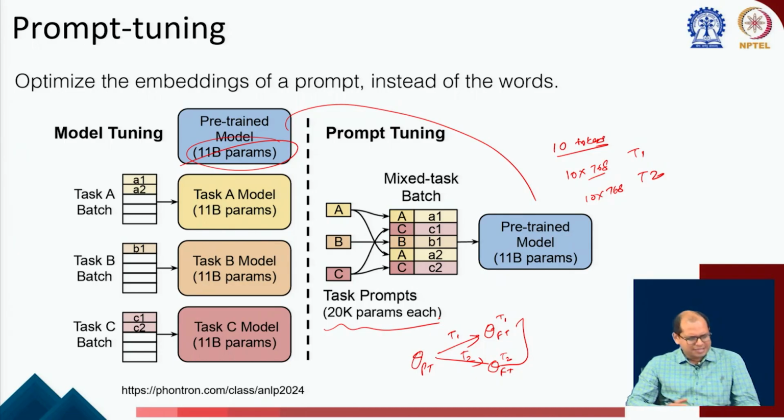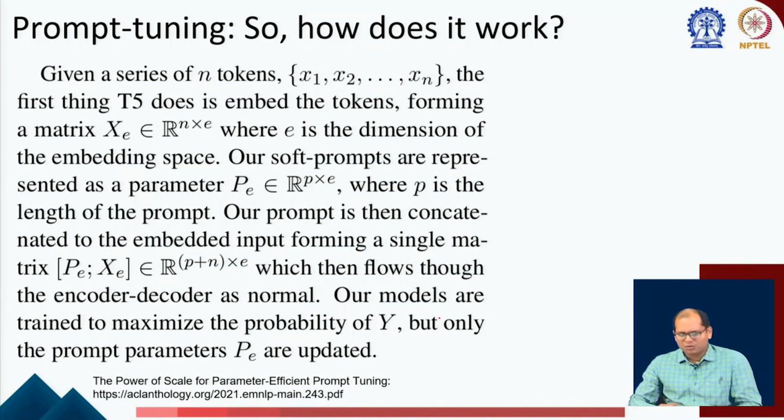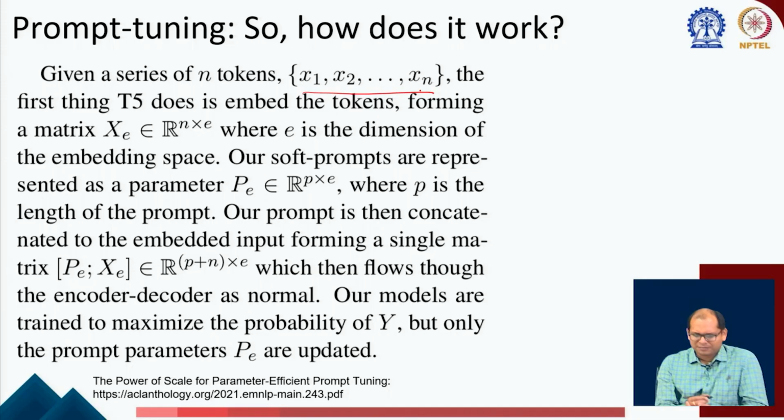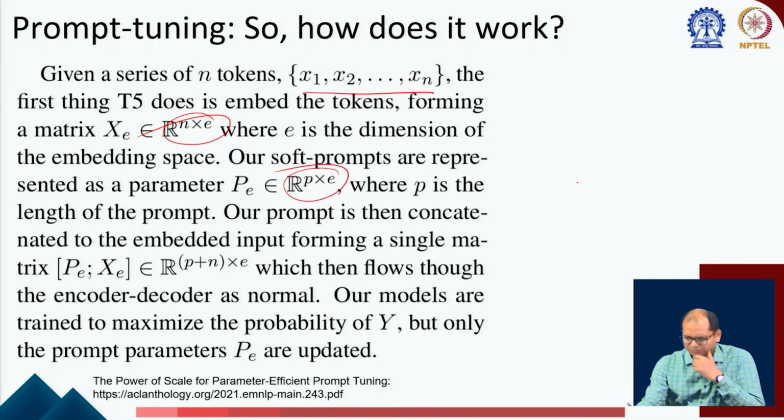So what exactly happens in prompt tuning? Let's say you are given some n tokens. This is your input, so you will have a matrix n cross e, where e is the embedding dimension. So what will be our soft prompts? This will be another parameter like p cross e. Let's say p is my length of the prompt. That means you have p tokens in the embedding space.